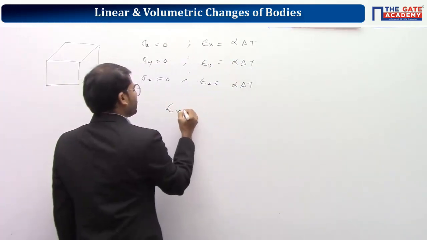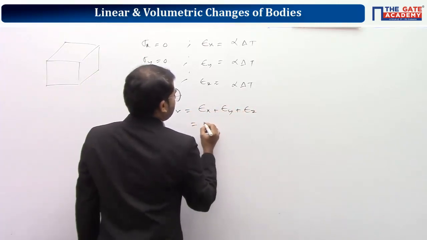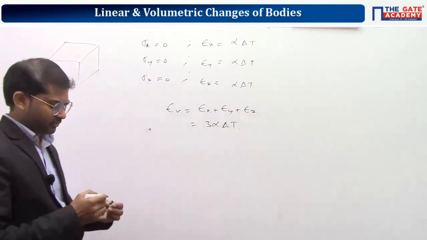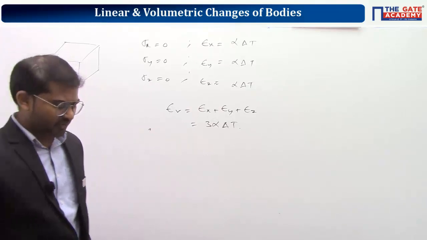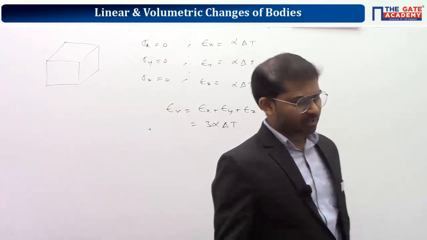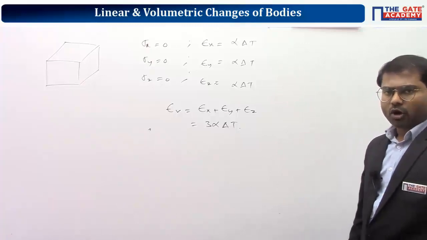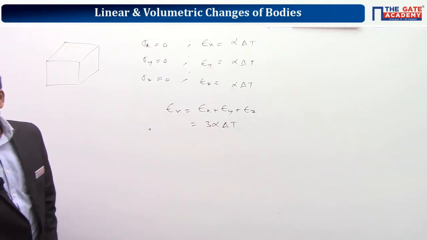If you want to get volumetric strain, it is equal to epsilon x plus epsilon y plus epsilon z. So addition comes out to be 3 alpha into delta T. Based upon this, you can get the value of change in volume as well. Clear? So this first one is very easy because it is completely a thermal case. After this, we'll start with combination of both thermal plus mechanical cases. Okay, let's go with the next one.